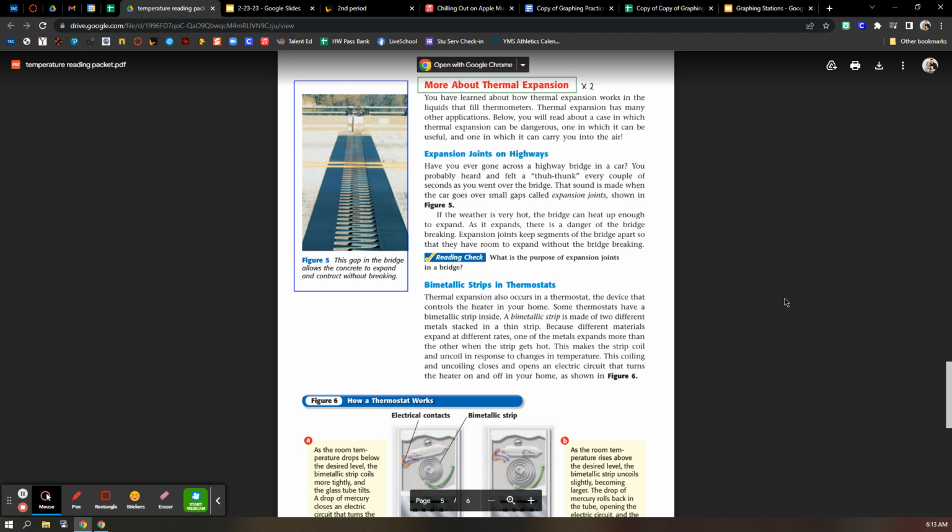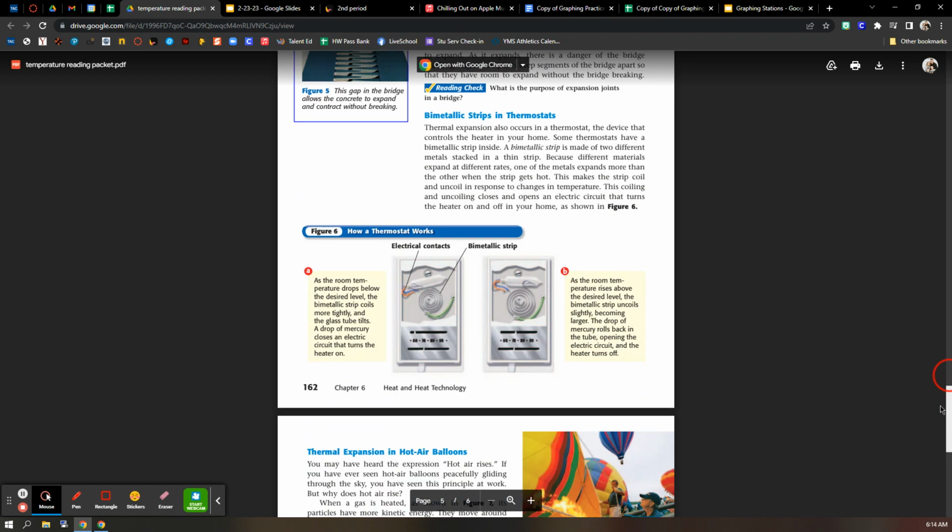Bimetallic strips in thermostats. Thermal expansion also occurs in a thermostat, the device that controls the heater in your home. Some thermostats have a bimetallic strip inside. A bimetallic strip is made of 2 different metals stacked in a thin strip. Because different materials expand at different rates, one of the metals expands more than the other when the strip gets hot. This makes the strip coil and uncoil in response to changes in temperature. This coiling and uncoiling closes and opens an electric circuit that turns the heater on and off in your home, as shown in Figure 6.